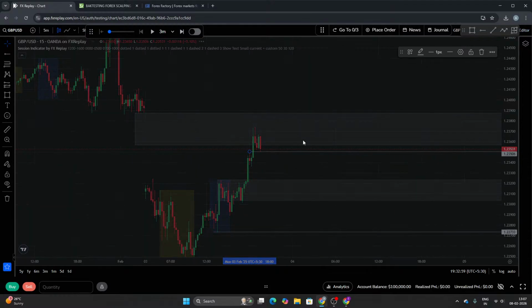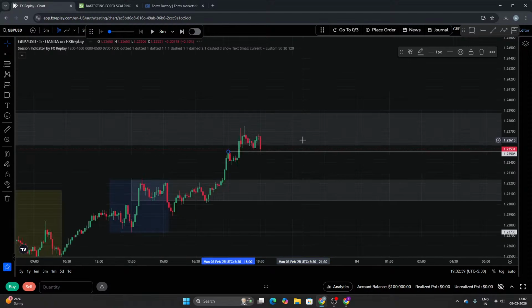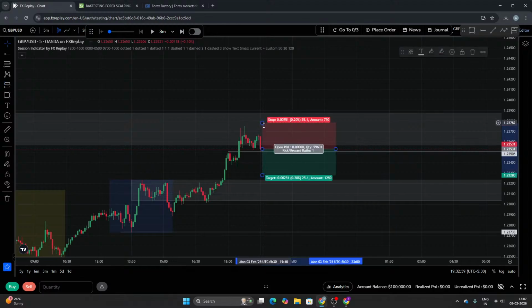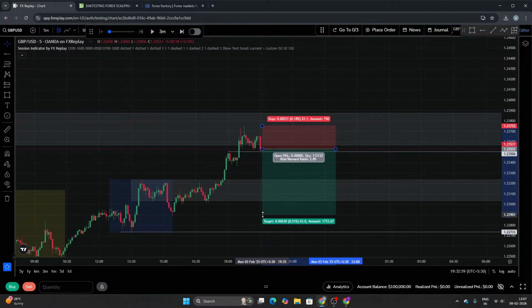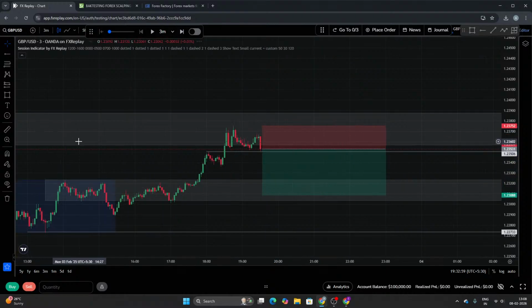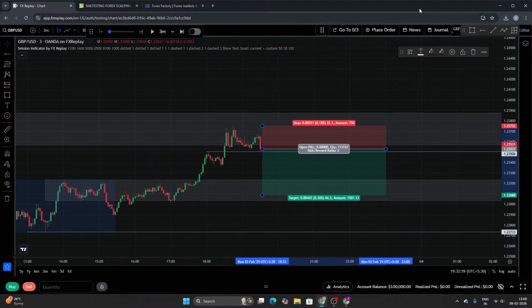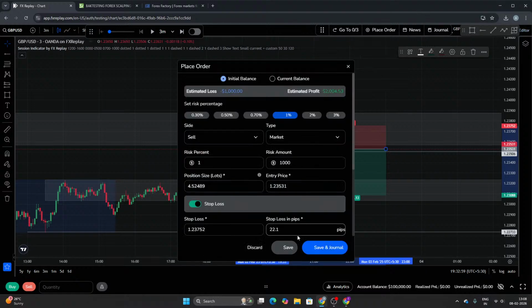Let's check on 15 minutes. Okay, 15 minutes market has given a trade entry at this point. 15 minutes entry. It's like this, targeting 1:2. Okay, let's check 3 minutes. Yep, perfect entry according to 3 minutes. So let's plug my order here.